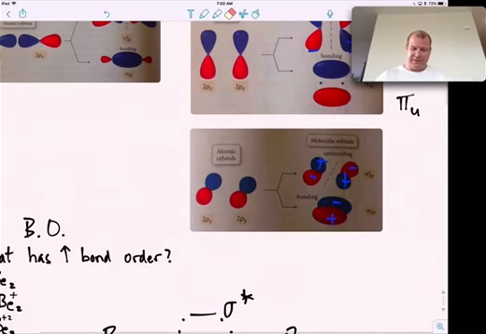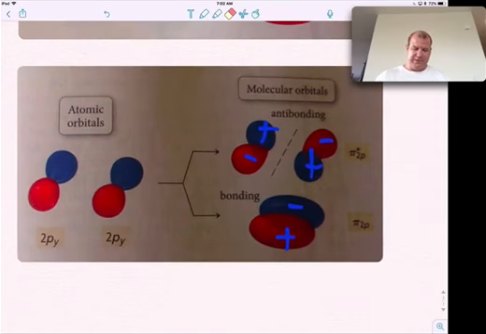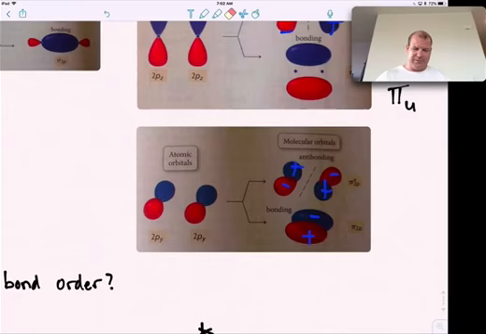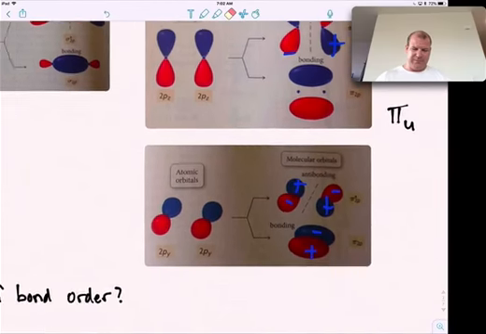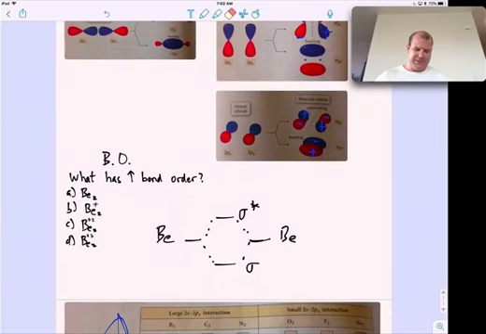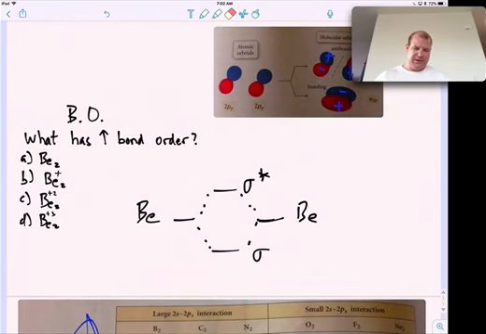Okay, so same thing then with the other orbitals, whichever one you want to call Z and Y. Okay, so let's see if you're following. Which one has the highest bond order? Think about this for a second. So here is beryllium 2.